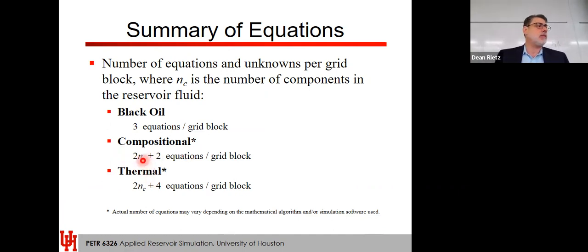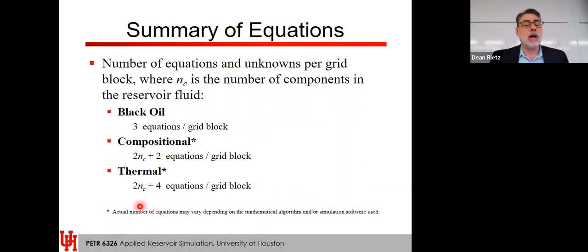2NC, which is 2 times the number of components plus 2 equations per grid block. Well, if our black oil model runs in, let's say, 3 hours, if we would have a compositional model, and you're not going to have a compositional model with less than 7 or 8 components. So let's say 8 components, now it's 16 plus 2, so you have 18 equations versus 3. And then remember, since we're solving in matrices, it really affects the time when you go from a typical black oil model to a typical compositional model.